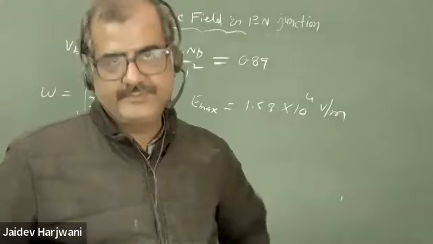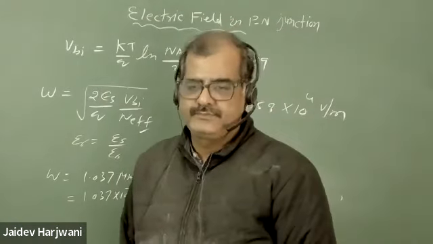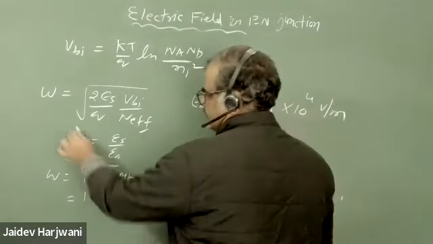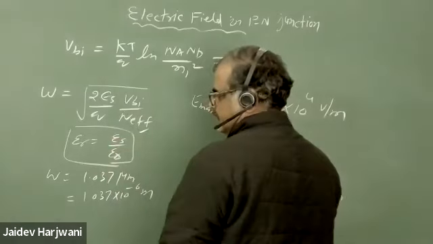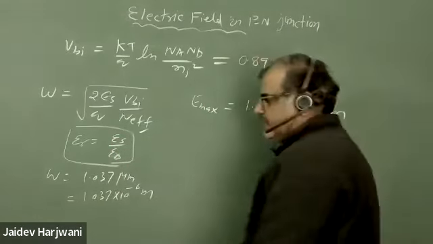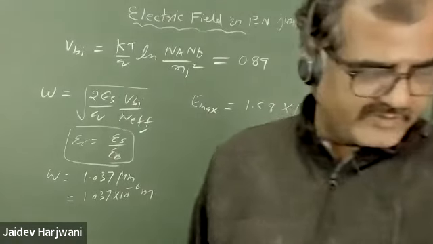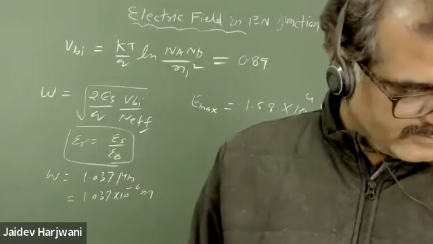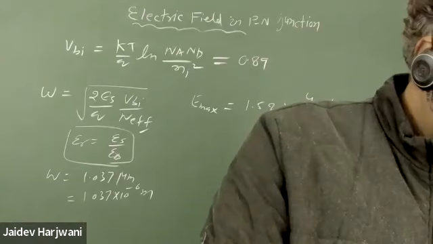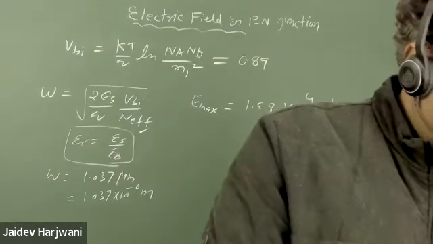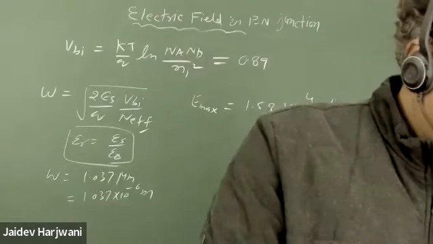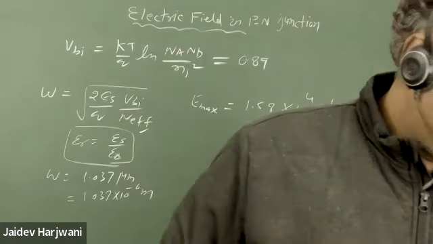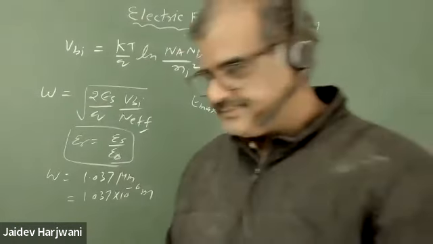Sir, what is the formula for ER? Which formula? ER equals Es by E naught, and E naught value I have given to you: 8.85 into 10 raised to power minus 14. I'm not starting a new topic now. This will take time. So if you have any question, please ask.